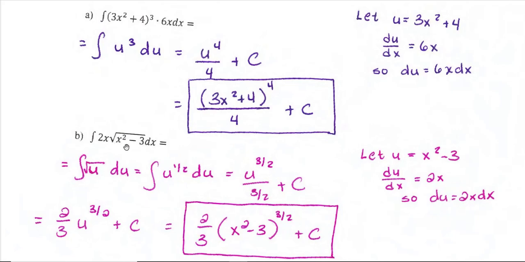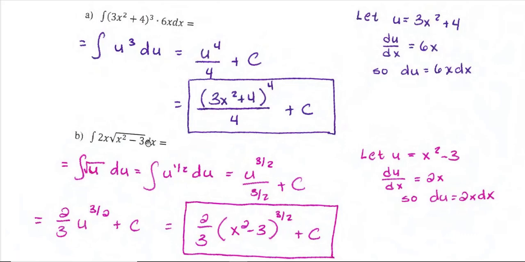So then this x squared minus 3 is u, so I have the square root of u. And then the 2x dx is equal to du, so I have the integral of the square root of u du. Well, the square root of u is u to the 1/2, so I'm taking the integral of u to the 1/2 du. That's going to be u to the 1/2 plus 1 over 1/2 plus 1 plus c. So we have u to the 3/2 over 3/2 plus c. But we don't divide by 3/2. Instead, we multiply by 2/3. So we have 2/3 u to the 3/2 plus c.